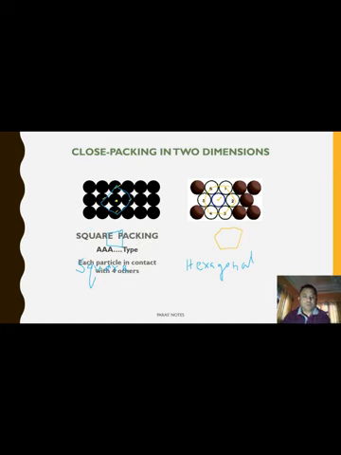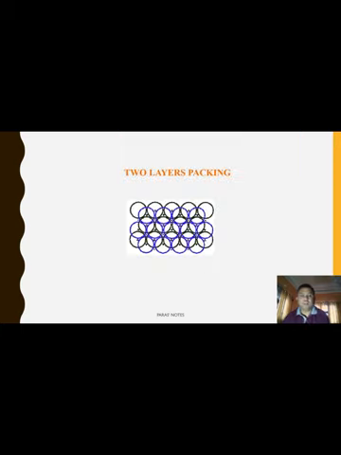Now, the first one is called square packing, and the second one, as you can see, is called hexagonal close packing. So each particle is in contact with four other particles in the first case, whereas in the second one it is in contact with six other particles. Now let's talk about two layers. The first diagram that you saw was only one layer. Let's suppose you have put some marbles on the floor as one single layer. Now if you put one more layer on the top of that, then as you can see the first layer is hexagonal.